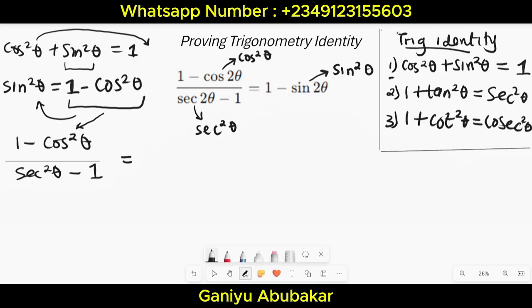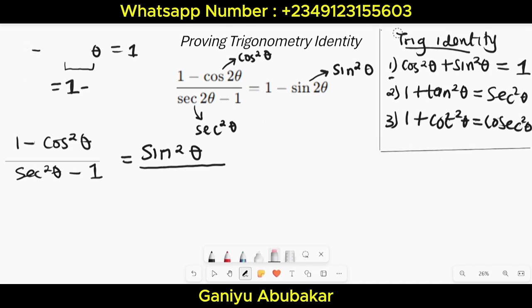So what I'm having here will now become sine squared theta all over. Now let me erase this one. I'm not in need of this again. Let me erase this. I'm done with this.